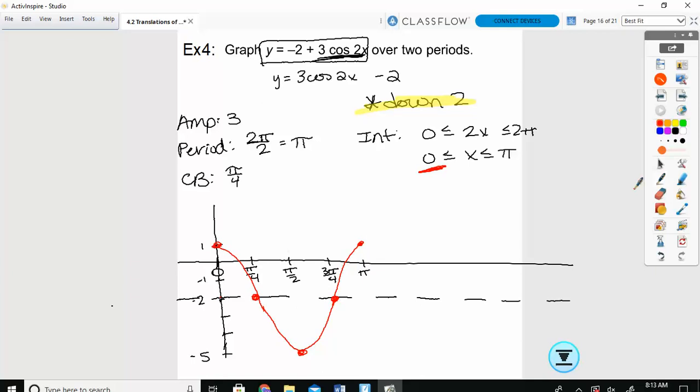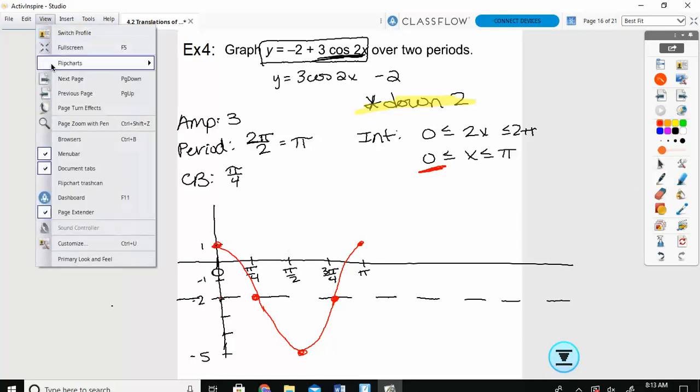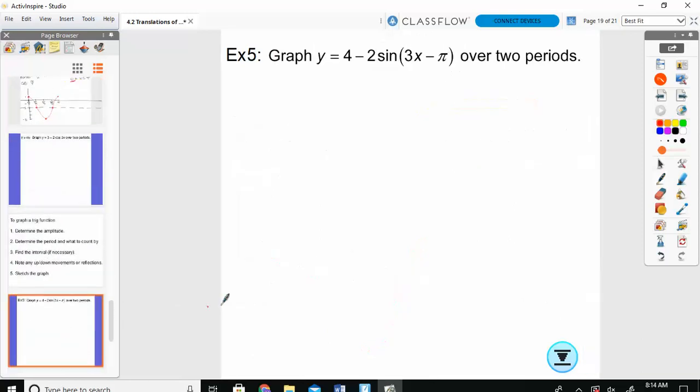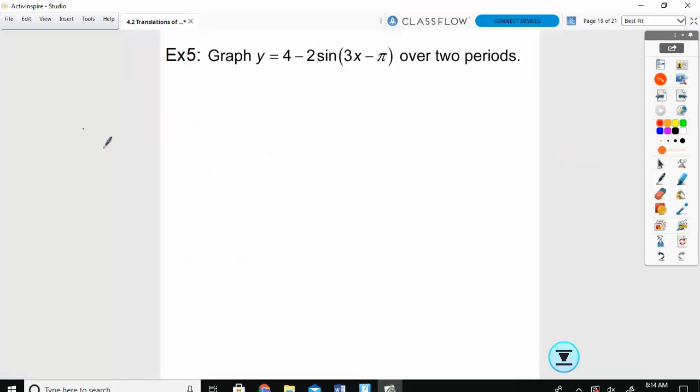You want to do a problem that has everything in it? So every possible twist in one problem. 4 minus 2 times the sine of 3x minus pi.